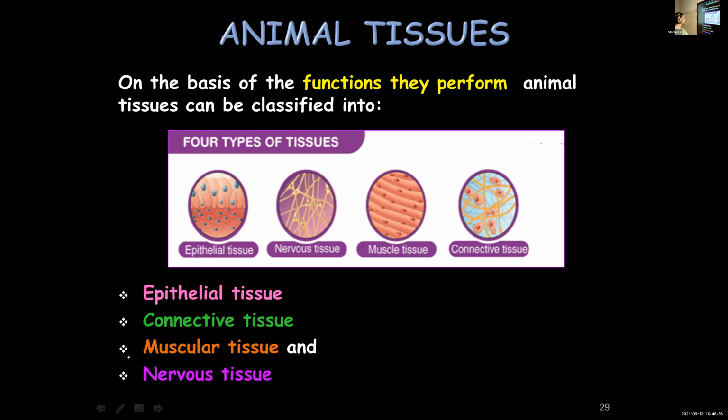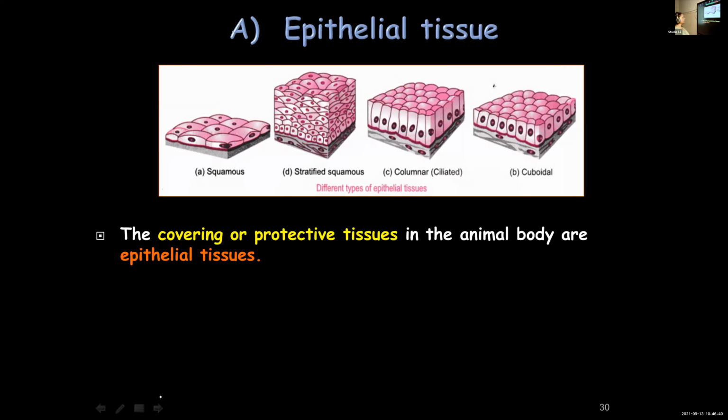Epithelial tissue, connective tissue, muscular tissue, and nervous tissue. We'll start with the first type, epithelial tissue. Do you remember what we learned about epidermis? What did we learn about epidermis, children? Where is it found? Shivanya, where is epidermis found?